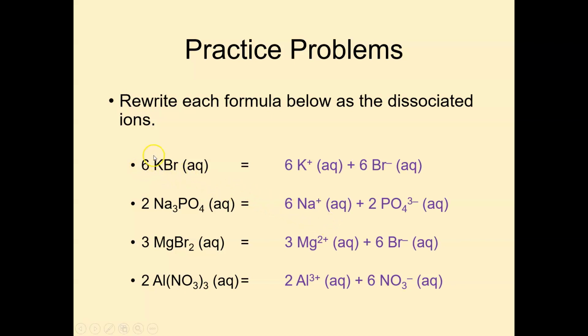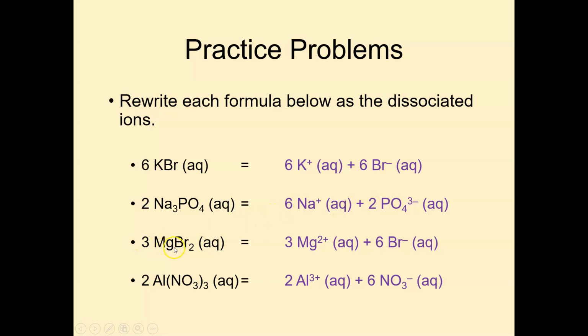Once again, the key here is for each ion, you're multiplying the coefficient by the subscript. 6 times 1 for potassium gives me 6 moles of potassium. 6 times 1 for bromide gives me 6 moles of bromide. 2 times 3 for sodium ions gives me 6 moles of sodium. 2 times 1 for phosphate, remember phosphate's a polyatomic ion, gives me 2 moles of phosphate ion.